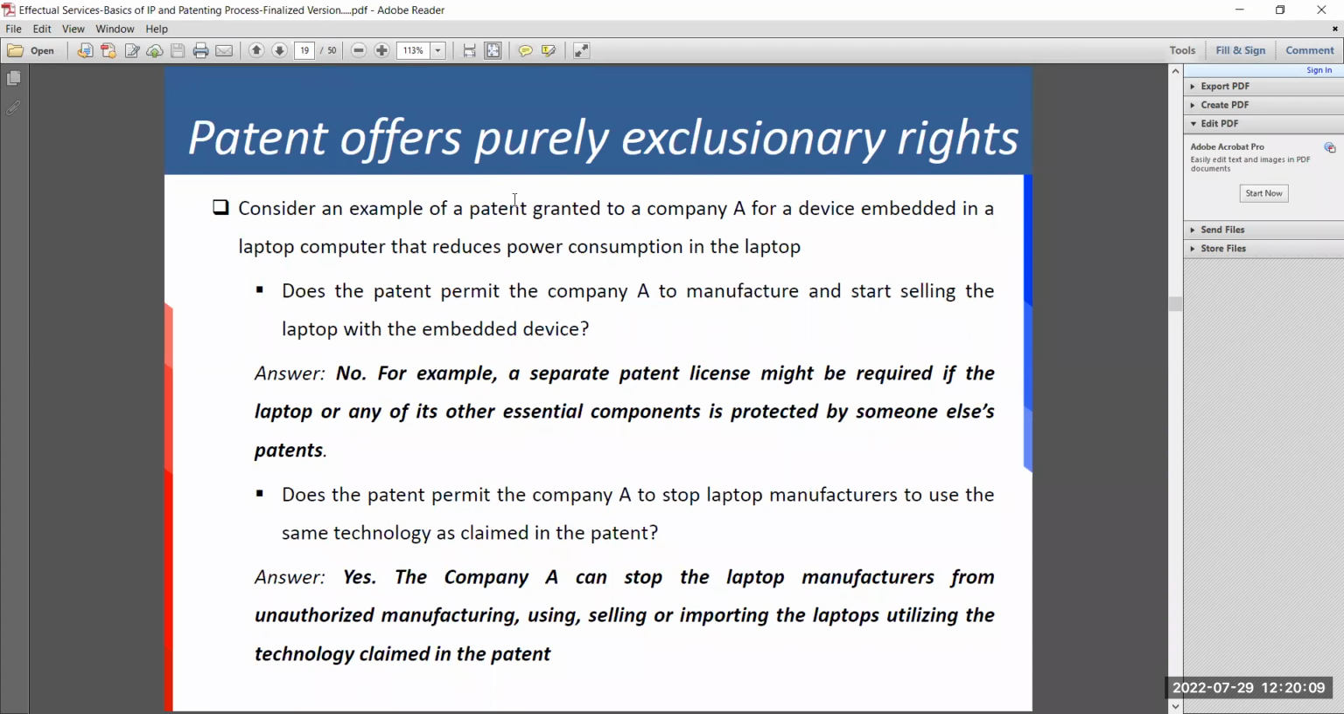Similarly, does the patent permit company A to stop laptop manufacturers from using the same technology as claimed in the patent? Yes, because that technology is new and is defined by company A. So in that scenario, company A can stop others from using that technology, but cannot stop others from selling a laptop integrated with it.